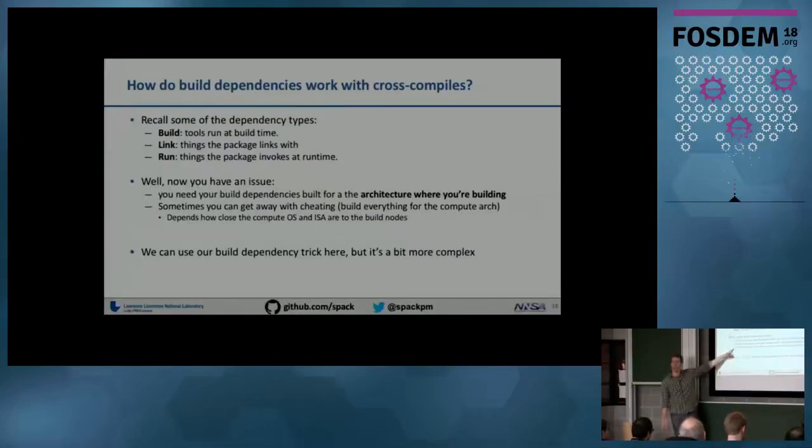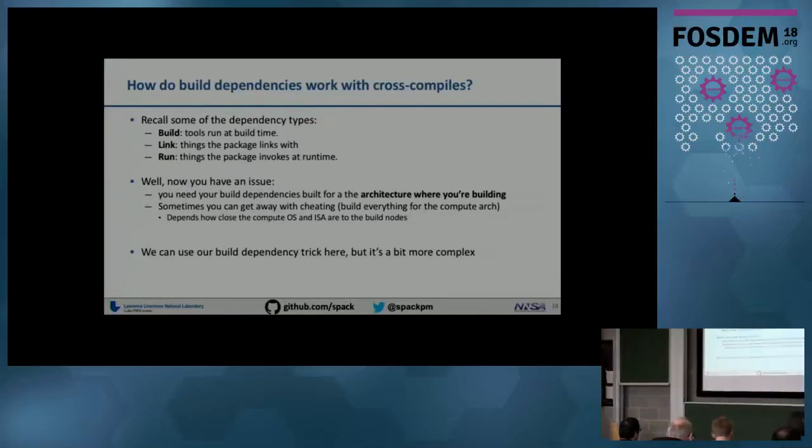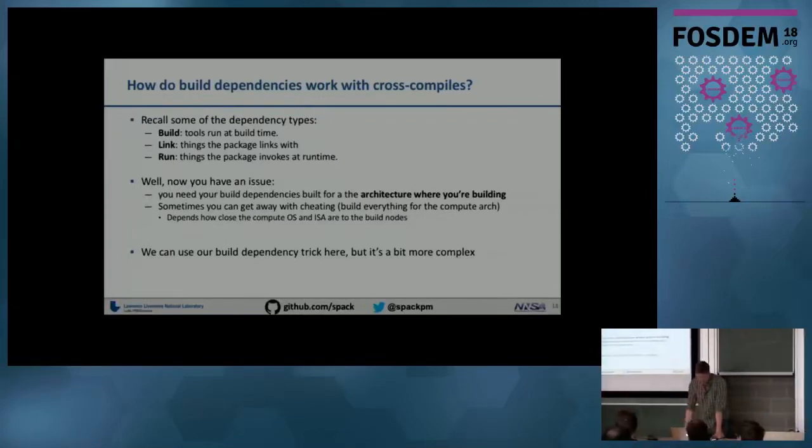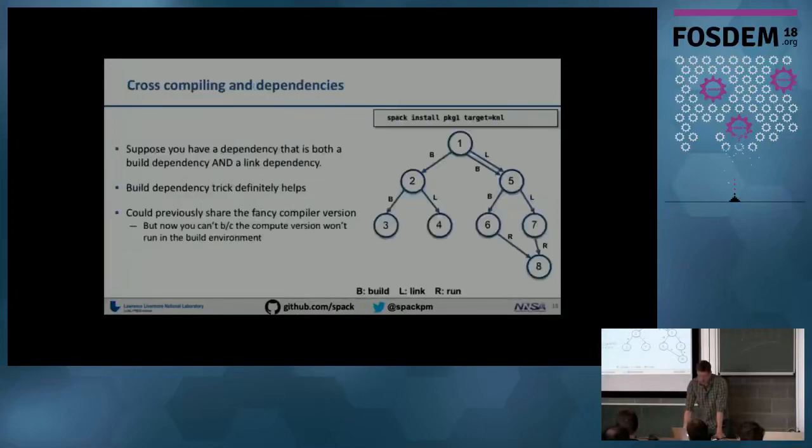And we got away before with cheating and basically building some of the things that were both link and build dependencies for the backend. We can't do that anymore because we're actually cross-compiling. If we build the build dependencies for the backend, they won't run on the front end, because it's a different architecture. We could use our build dependency trick here, sort of, but we have to modify it a little bit. So here's that same DAG from last time.